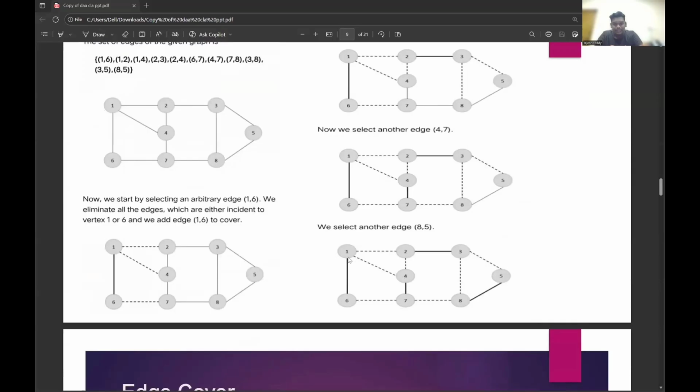Here 1 and 6 are connected by an edge, so we got 1 and 6. 4 and 7 are connected by this edge, so these are covered. Then 2 and 3 are covered by this edge, so these two are covered. And here 8 and 5 are connected with this edge, so these two are covered. So like that, every vertex is covered by the edges. This is called the vertex cover.